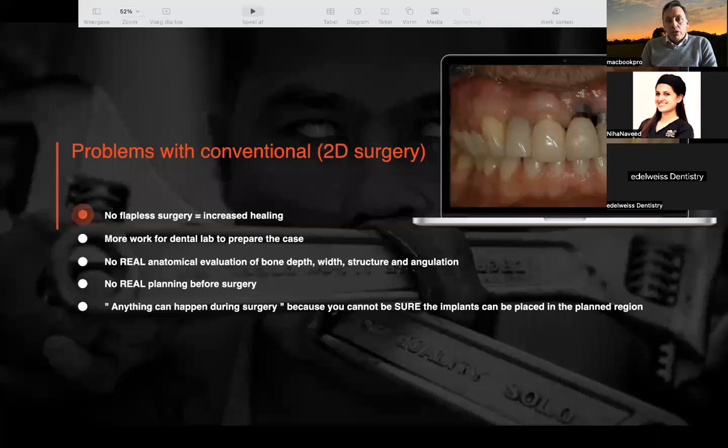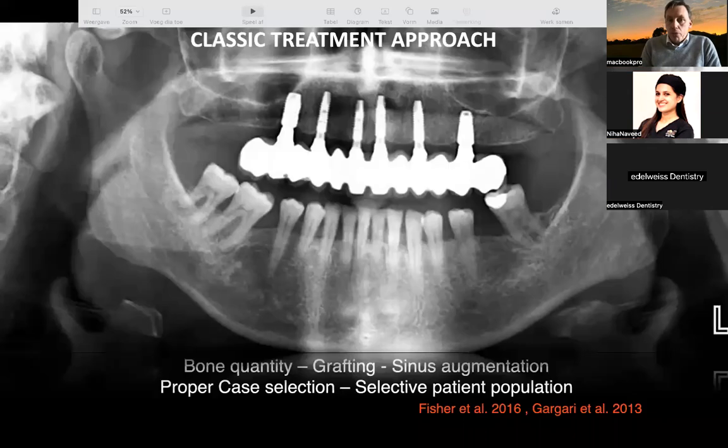There is another situation, like you see here on the screen: if you don't do a flapless surgery, you have an increased healing time, and the risk of having something missed is also greater. That's the reason why in a classic treatment approach, bone quality is important, grafting if you need it, sinus augmentation if you need it, a proper case selection is important, and selection of the patient population is also important, due to a study done in 2013.